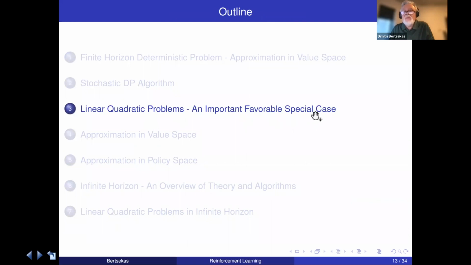And this is the favorable case of linear quadratic problems. It's very important in control theory, and it's going to be very useful for us, both in terms of its applications and also in terms of the visualizations that it can provide.